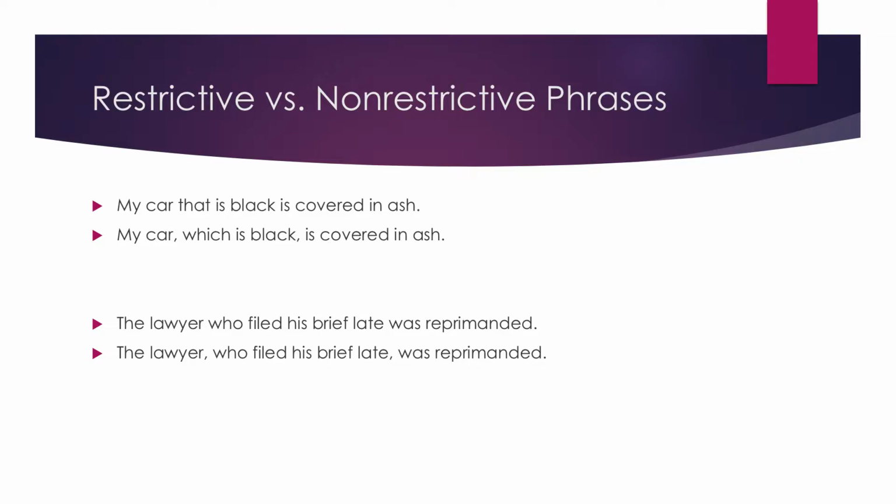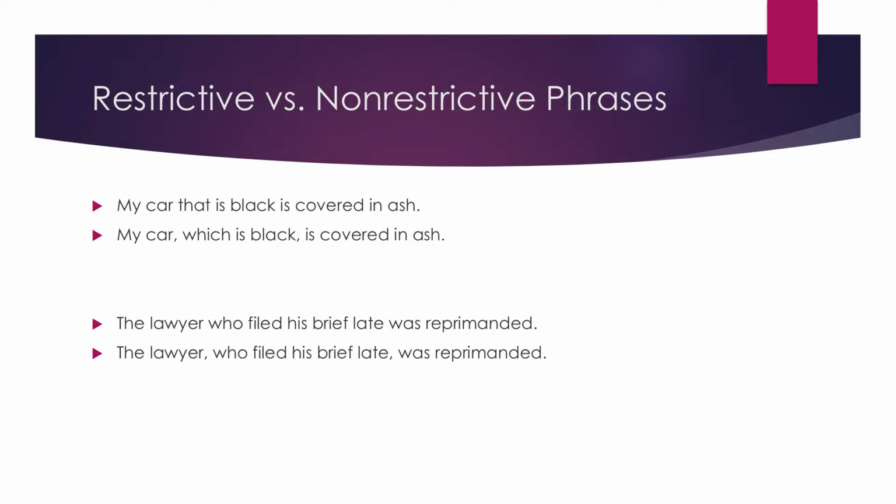I just want you to know that I have a black car. But the most important part of the sentence is that it's covered in ash. The rest is just sort of extra information. If you took out which is black, the core content of the sentence remains the same. My car is covered in ash. Because it's a non-restrictive phrase, it should be offset by commas. The second example does the very same thing.